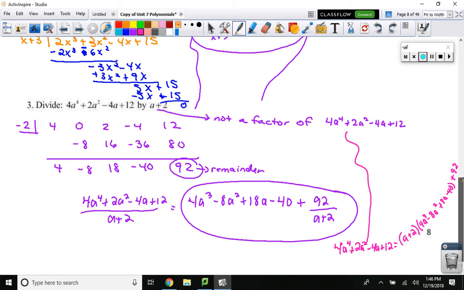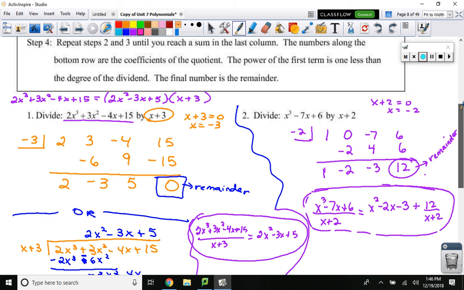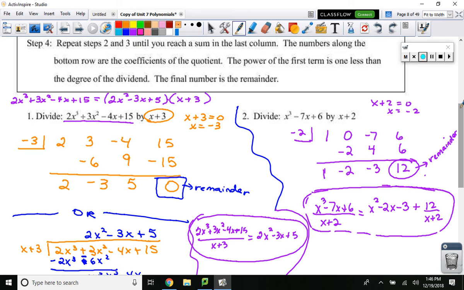But the key for us is when it's factorable, it gives you that nice clean factored form, because your remainder is 0. Other questions on this? Nothing? Okay, it's over.